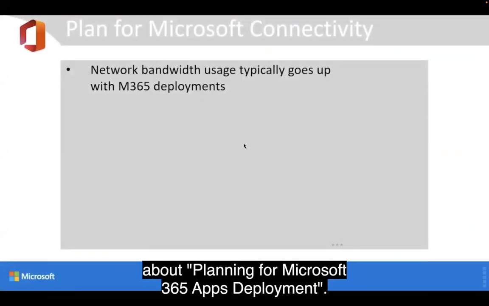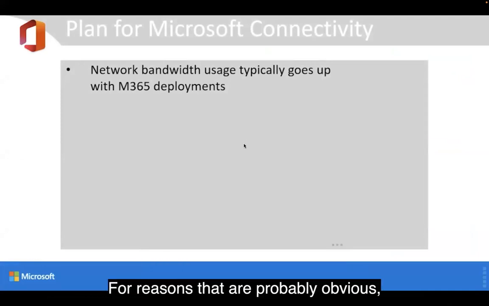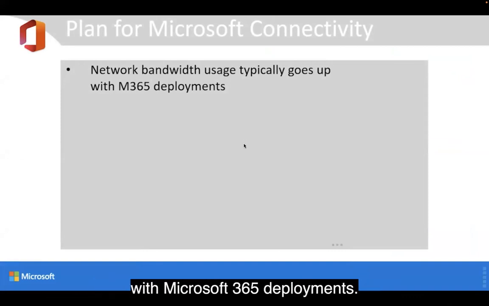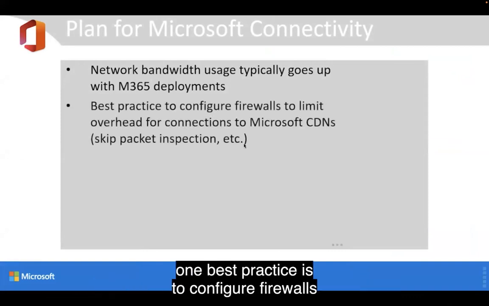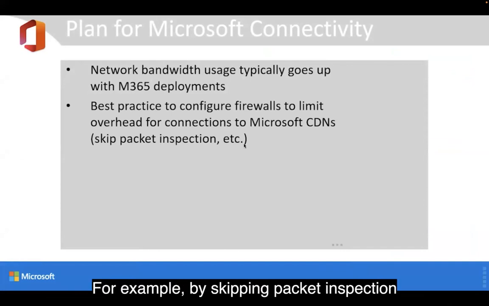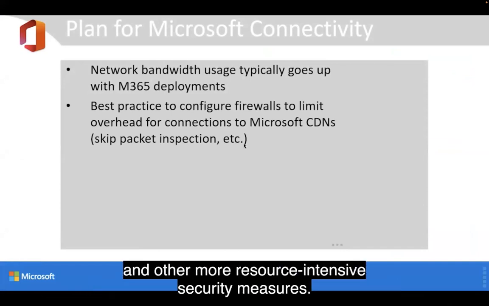First, we're going to talk about planning for Microsoft 365 apps deployment. For reasons that are probably obvious, network bandwidth usage typically goes up with Microsoft 365 deployments. To accommodate this, one best practice is to configure firewalls to limit overhead for connections to Microsoft content delivery networks, for example, by skipping packet inspection and other more resource intensive security measures.